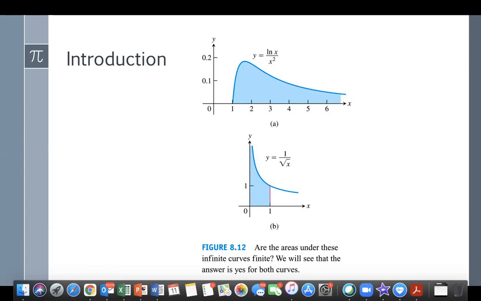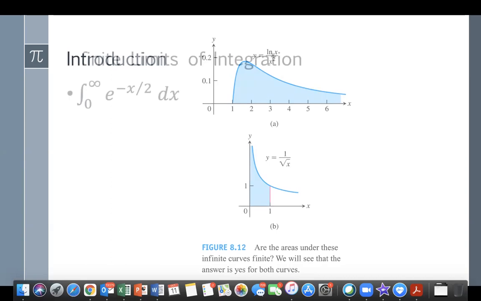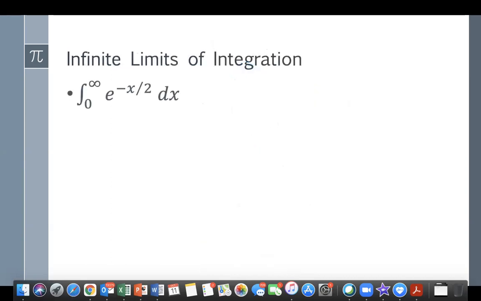So let's talk about how to define the type of integral that would give us that area. That is called an improper integral. And there are two different kinds of improper integrals. We call the first one type 1. A type 1 improper integral has one or both of its limits of integration infinite. Either one limit is infinity, the other limit is negative infinity, or both. So for example, the integral from 0 to infinity of e to the negative x over 2 dx.